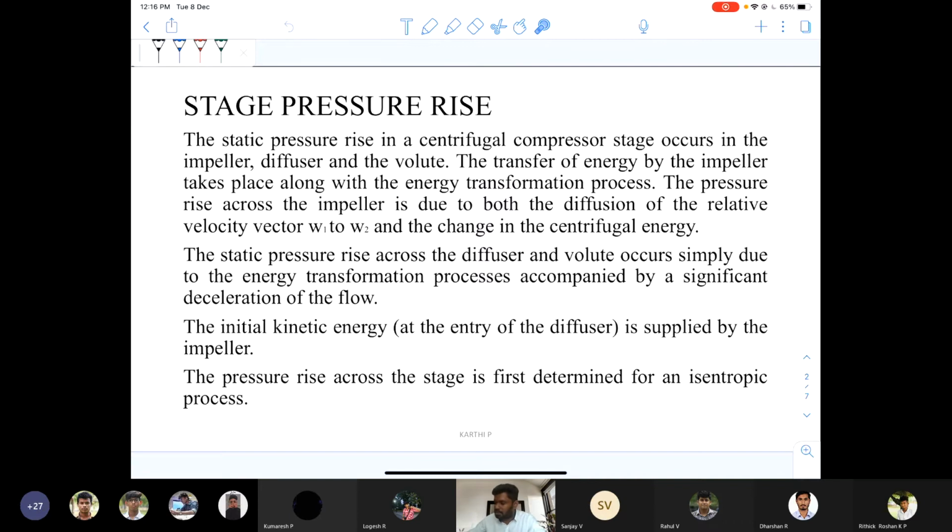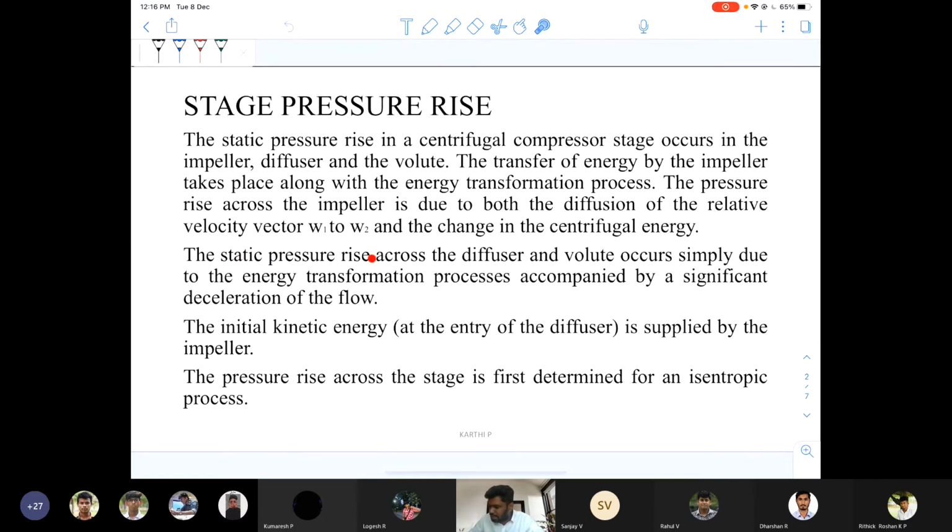The pressure rise across the impeller is due to both the diffusion of the relative velocity vector W1 to W2 and the change in the centrifugal energy. That is, the pressure rise occurring in the impeller is due to two factors: the relative velocity and the change in the centrifugal energy. Therefore, the relative velocity vectors W1 and W2 and the change in centrifugal energy are responsible for the pressure rise taking place in the impeller.